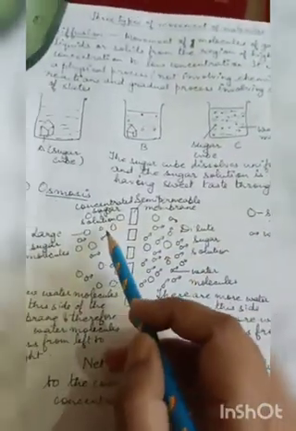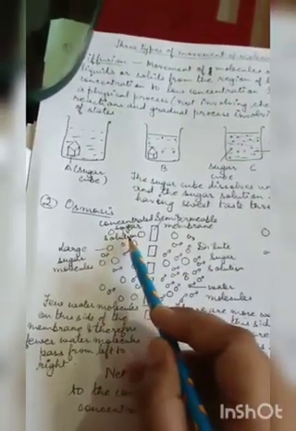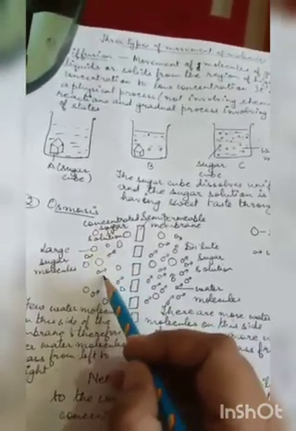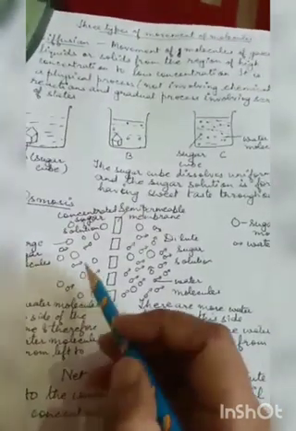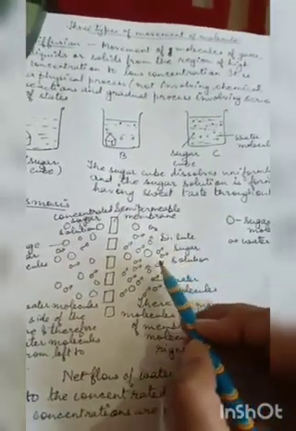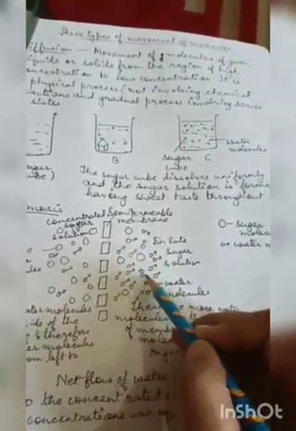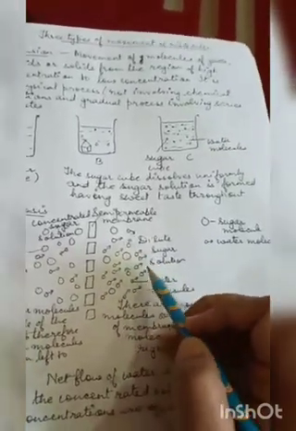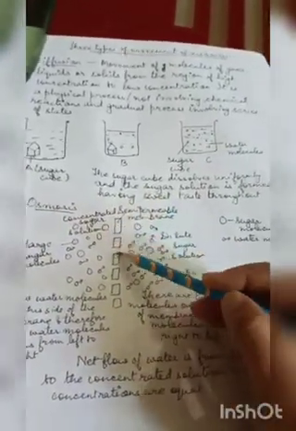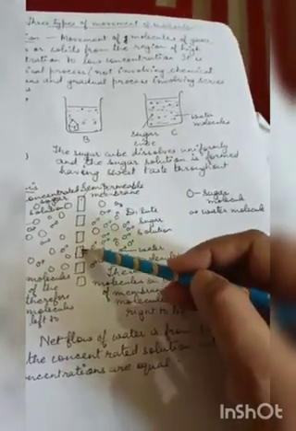So we can see that in concentrated sugar solution, the sugar molecules are more in number and the water molecules are less in number. Whereas in dilute sugar solution, the water molecules are more in number and the sugar molecules are less in number. So how will osmosis occur? This is a semi-permeable membrane which I have shown.